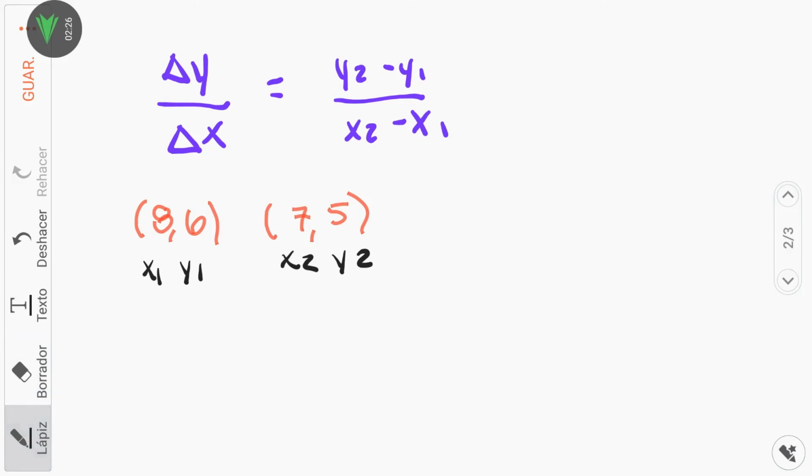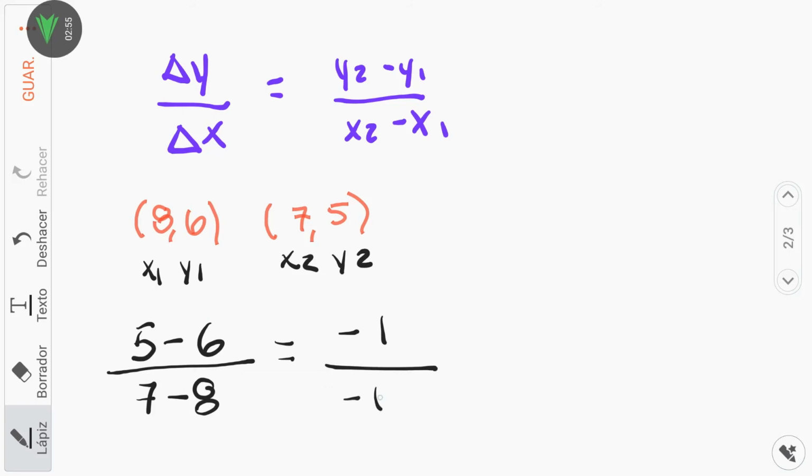This one. So now let's simply substitute in this formula. So that will be y2, that will be 5, minus y1, that will be 6, over x2, 7, minus x1, that will be 8. So simply 5 minus 6, that will be negative 1, 7 minus 8, negative 1. Negative 1 over negative 1, that's 1. So that is the answer, or the slope, to these two coordinates which form a line.